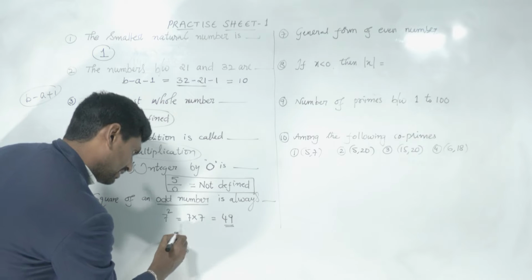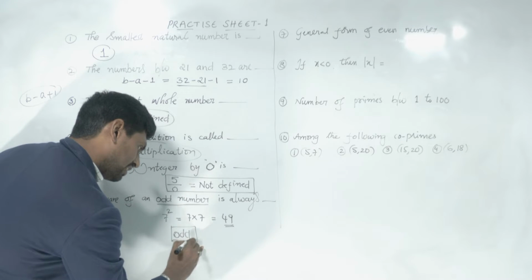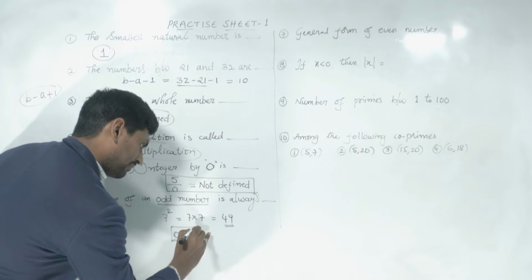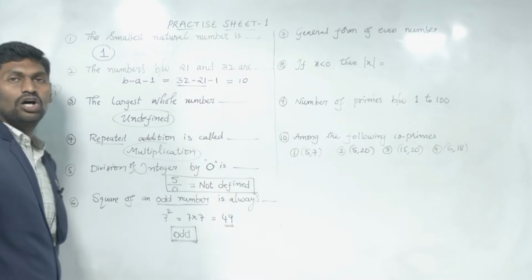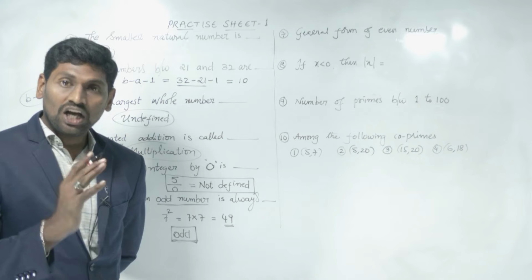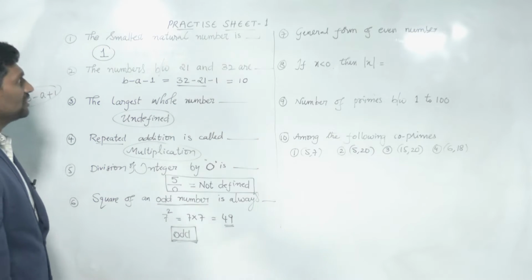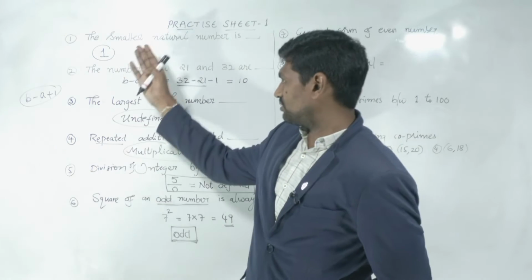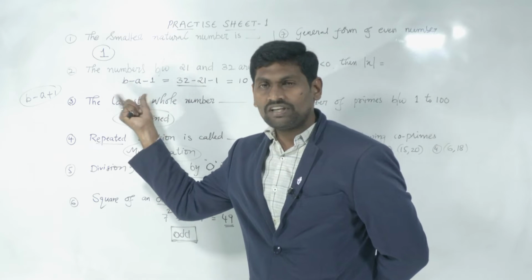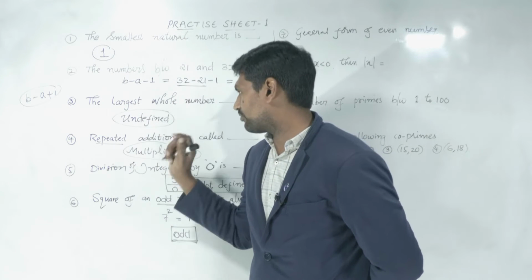Always odd number. So the square of any odd number is an odd number, or the product of two odd numbers is also an odd number. Okay? Sequence: the smallest natural number is 1, we know that. Between numbers, the formula we applied. The largest whole number, we know, does not exist or is not defined.